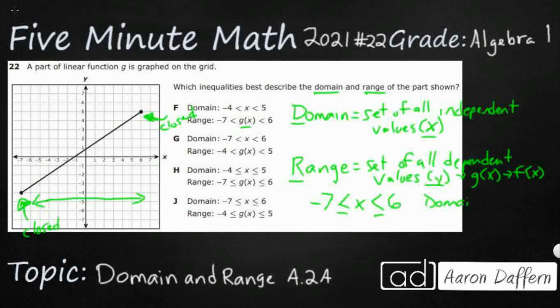If we didn't include it, it would be an open dot. So we would do it like this. It would be open and it would be pretty clear that it's an open dot. They won't try to trick you with making the opening so tiny that it kind of looks closed.